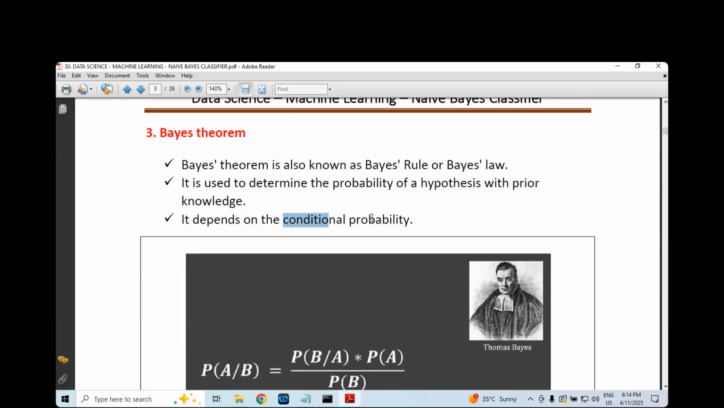It depends on conditional probability. This is important, sir. Bayes theorem depends on, can I tell you? Probability is different, point number 1. Conditional probability is different. There are 2 words here actually. Both are not the same. Both are different actually. Practically we can see today.